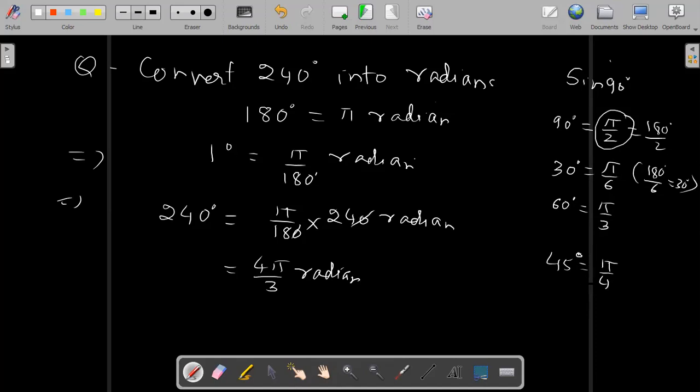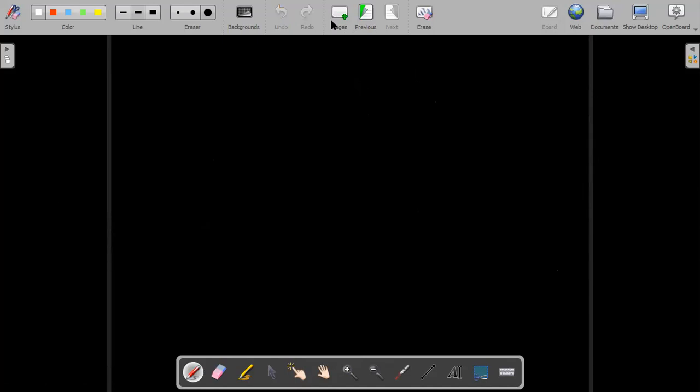And 0 degrees, 0, 30, 45, 60, 90. There are other degrees also. So any degree we can convert this way. So this is the conversion of degree into radian. Now radian into degree. We will check one question where we have to convert radian into degree. But if the degree measure is given in minutes and seconds also, then what will you do? Before that, I will take one simple question, then I will take that kind of question.